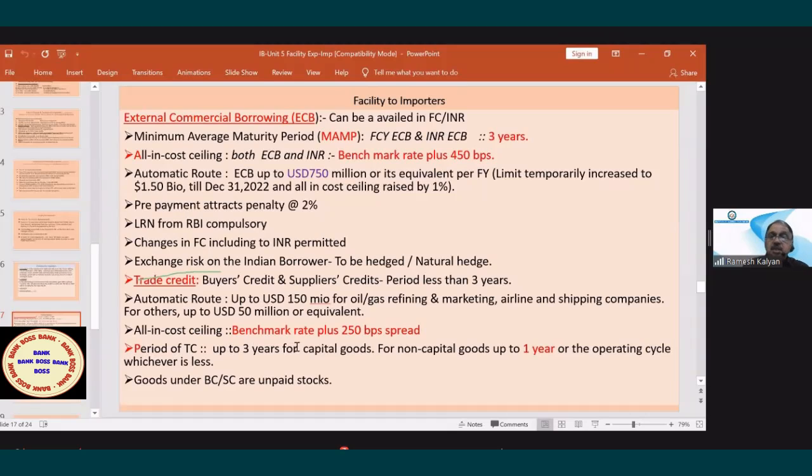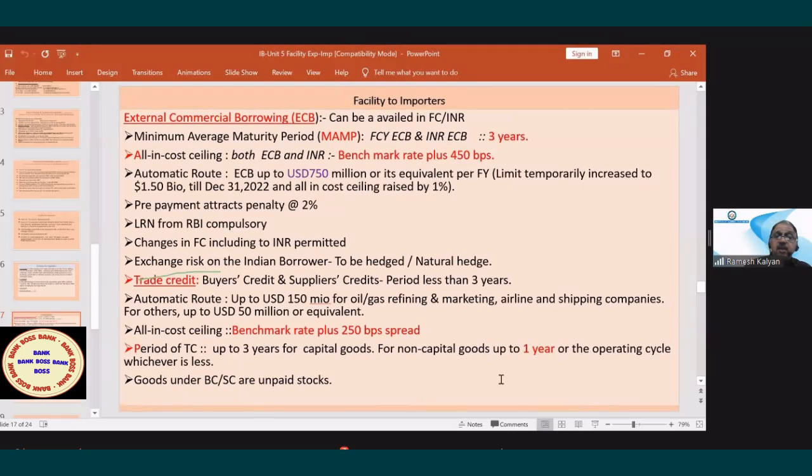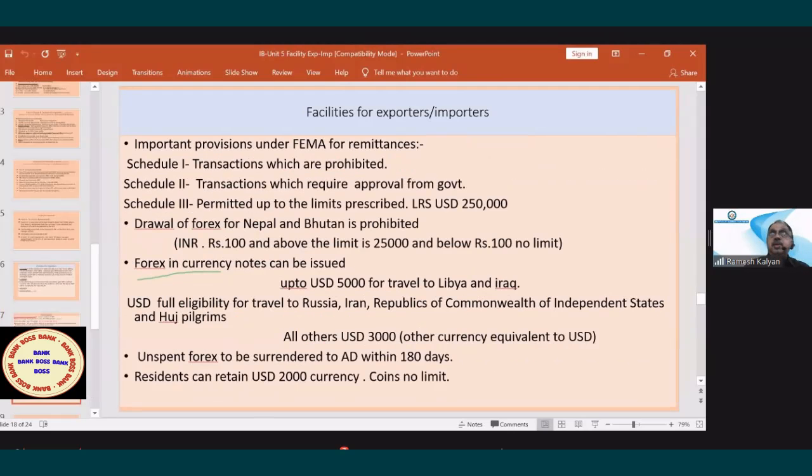And the period is 3 years for capital goods. For all non-capital goods, it is a maximum of 1 year, depending upon the nature of the product. That's why it is written as operating cycle. And goods under buyer's credit and supplier's credit are unpaid stock. Unpaid stock should come in the credit. It is very, very important. Why? Because double finance, duplication of finance, should not be done.